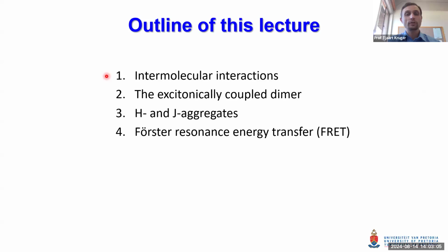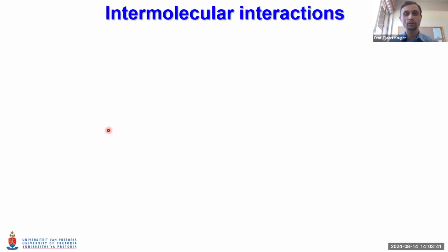Right, the outline of this lecture is as follows. I'm first going to focus on intermolecular interactions, and then focus mainly on dipole types of interactions, and then specifically transition dipole interactions, and that will then lead to the excitonically coupled dimer. And then I'll look at 2 very specific types of dimers, which are called H and J aggregates. And then finally, I'm going to look at the weak coupling regime, which gives rise to Forster resonance energy transfer, and also do all the appropriate derivations along the way. Okay, so let's start with intermolecular interactions.